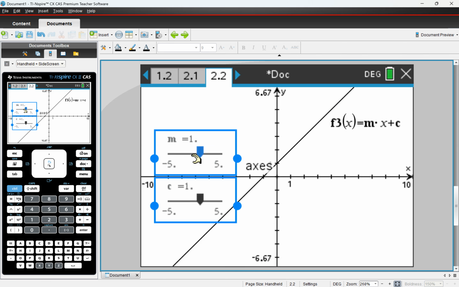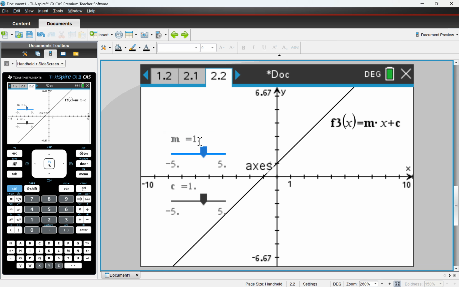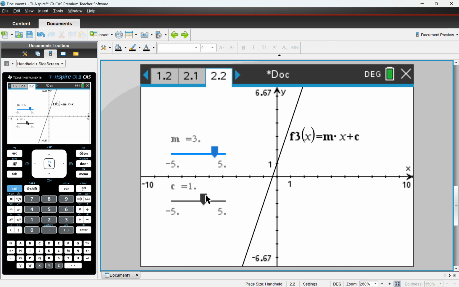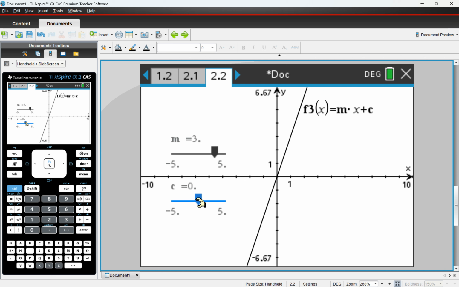That's what 10G is about, family of curves, as you change the parameter m. If you change m, moving from right to left, you can see it changes the gradient. Okay? And then same with c. c determines the y-intercept, so you can change the gradient and the y-intercept.